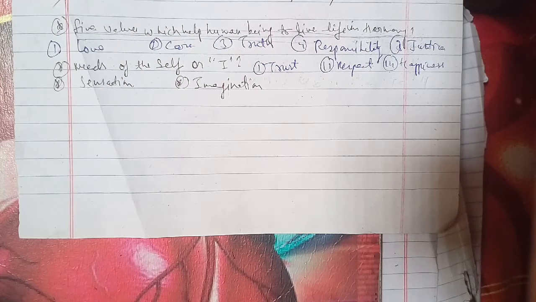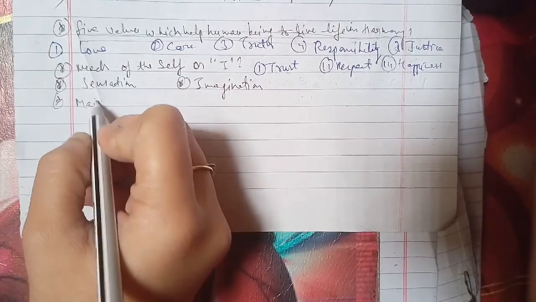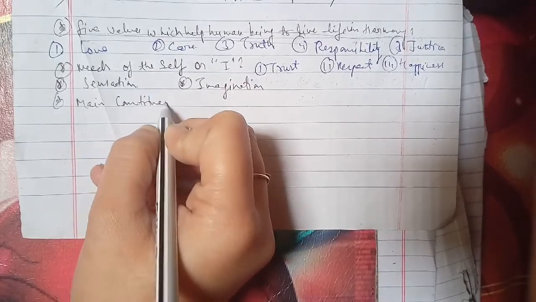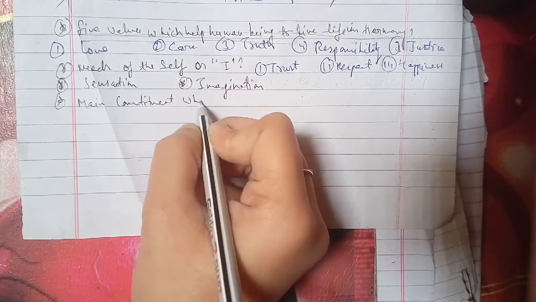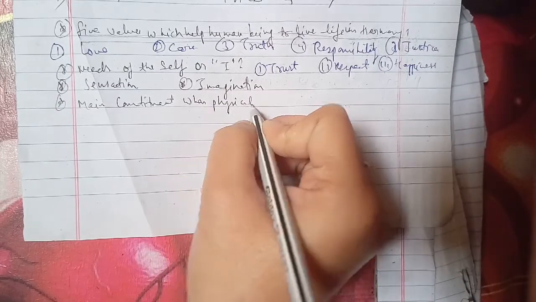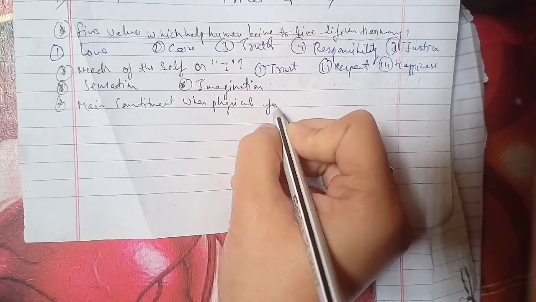The other question we have to talk about is: what are the main constituents when physical facilities are ensured? That is an important one here. So we'll go ahead for this. The main constituents when physical facilities are ensured.